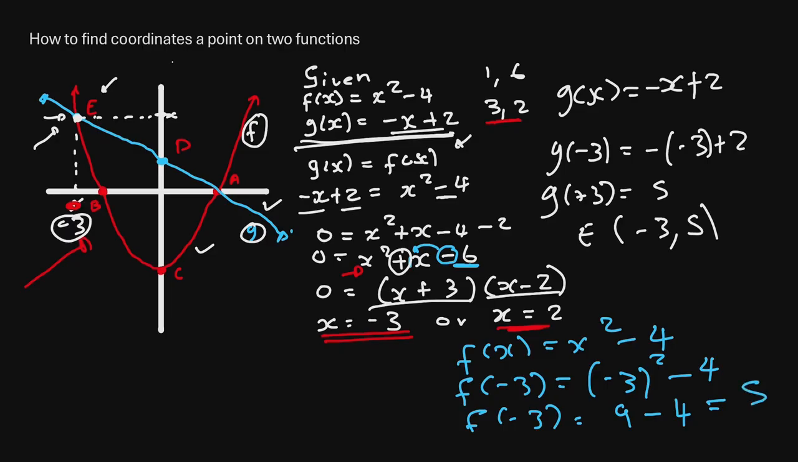So you can see now we still have the same coordinate of E. The value of x, remember, is negative 3, and then the value of y we calculated to be 5. So that is how we will find the coordinate of a point that is touching both the functions.